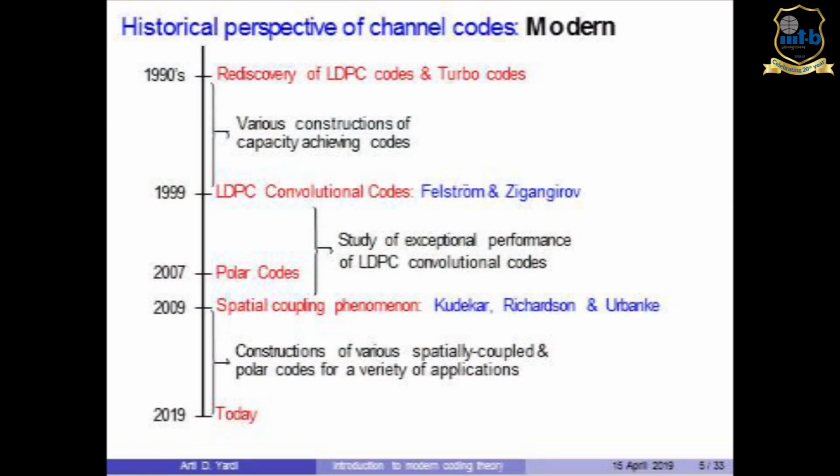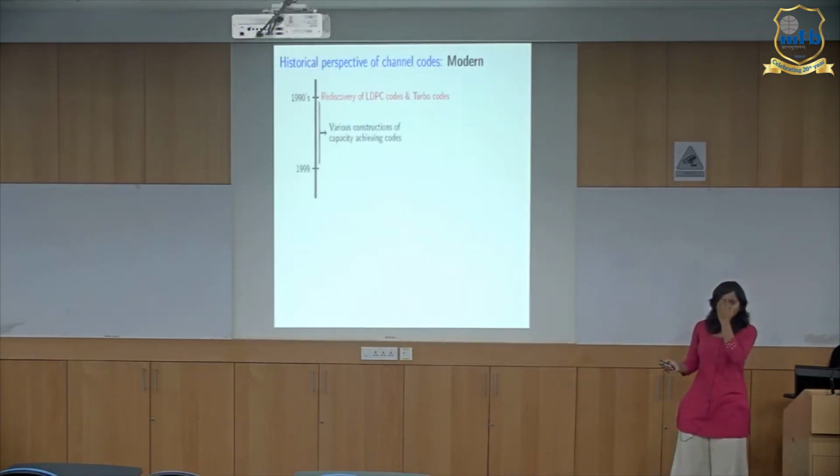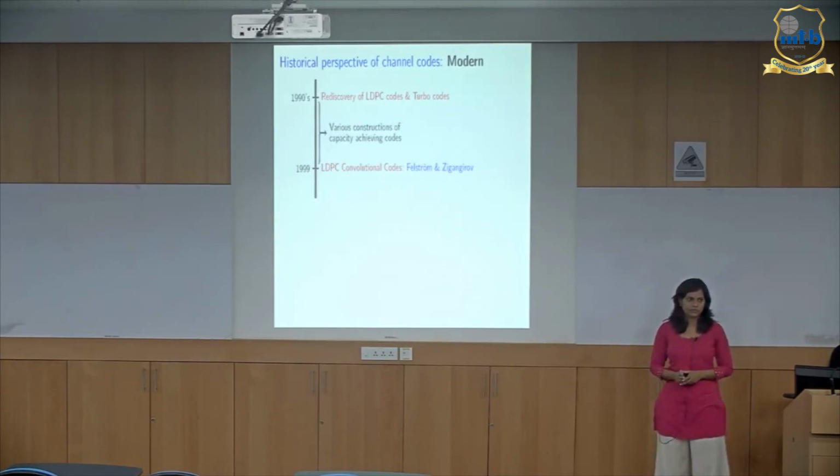Now, along with the rediscovery of LDPC codes, people invented a new family of codes called turbo codes. These turbo codes are the first capacity achieving codes. I mean, people could not prove that they achieve capacity, but via simulations they observed that their performance is very close to the capacity. Then for the next decade, people gave various constructions for LDPC codes as well, which could achieve capacity. One notable family that I want to stress here is LDPC convolutional codes, invented by Felstrom and Zigangirov.